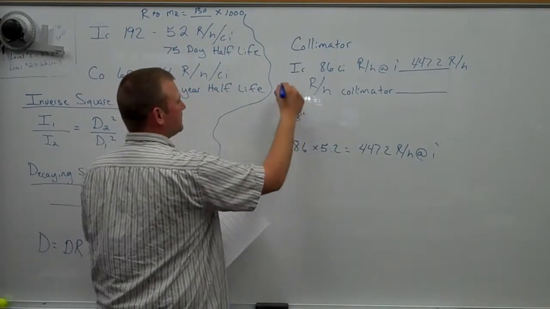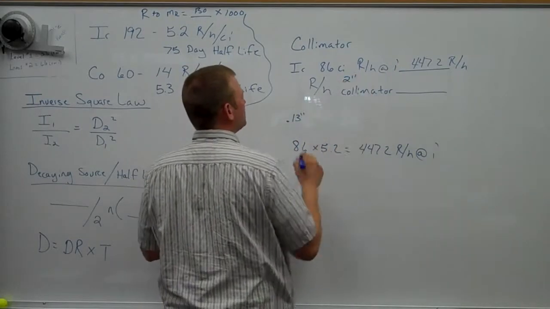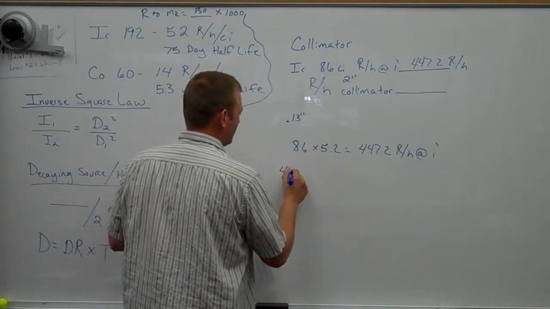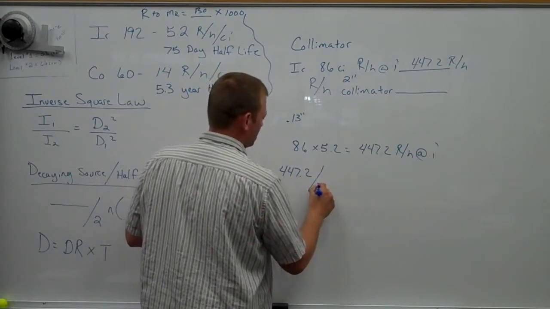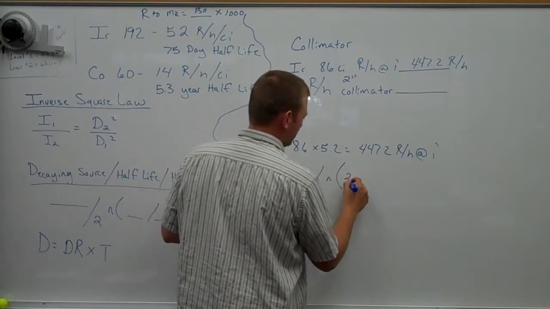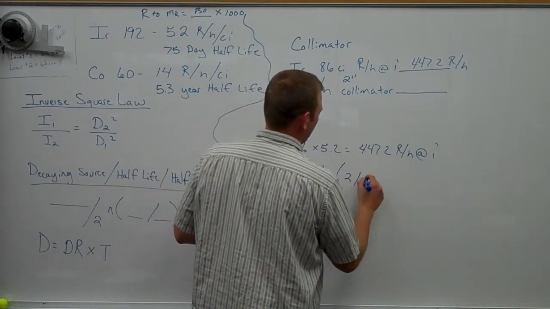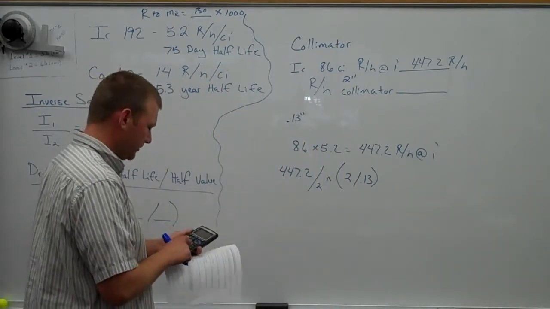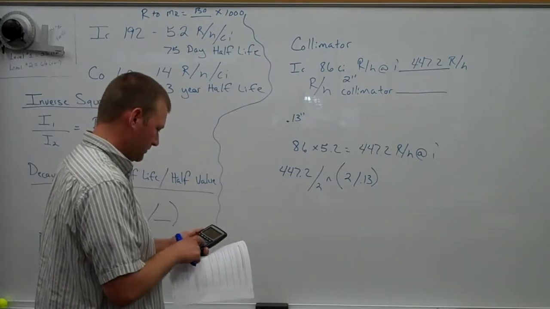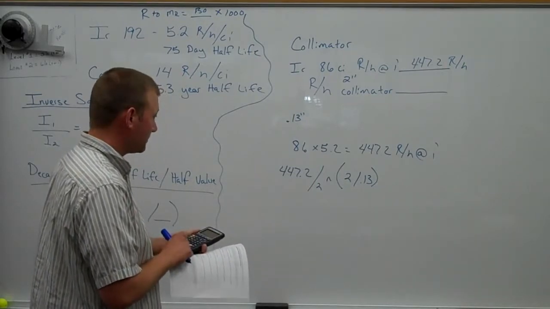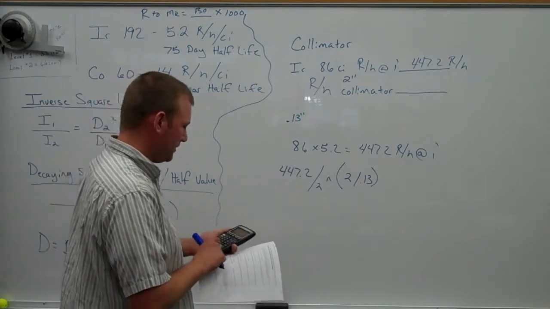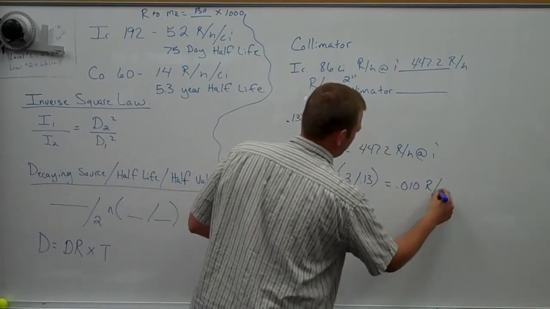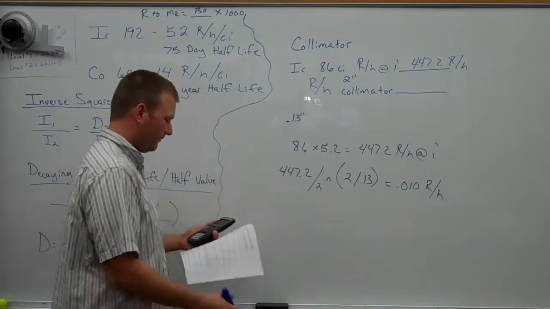Now, we attach a collimator to it. We know that it's 2 inches thick. I should have written that up here. 2 inches thick, and 0.13 inches is our half value thickness. So we take 447.2 and divide it by 2 to the power of, open parentheses, 2 divided by 0.13, close parentheses, and we come out with a value of 0.010 Rankins per hour. And that's at 1 foot.